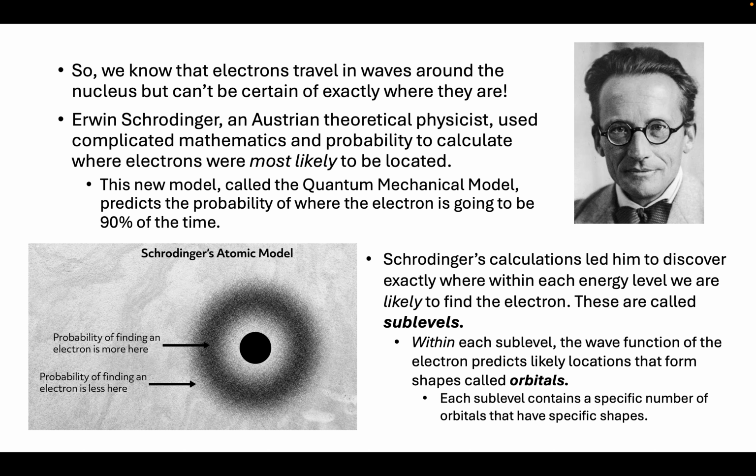So we can't figure out where the electrons are just by observing them. So what are we going to do? Enter Erwin Schrödinger and a bunch of complicated math. He created a probability model to determine not exactly where they are, because again, we can't do that, but where they are most likely to be located. This model is called the quantum mechanical model or quantum mechanics, and it will predict where the electron is going to be about 90% of the time.